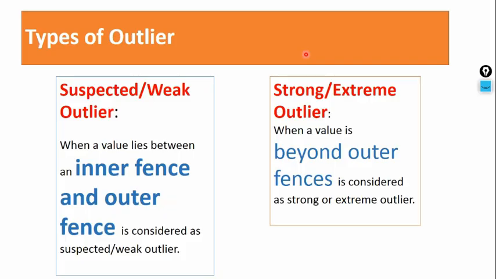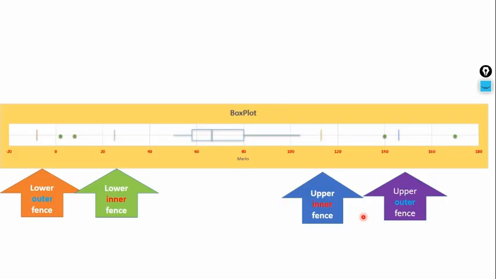There are 2 types of outliers. Suspected, or weak, outliers: when a value lies between an inner fence and an outer fence, it is considered a suspected or weak outlier. Strong, or extreme, outliers: when a value is beyond the outer fences, it is considered a strong or extreme outlier. Let's check in our data set.